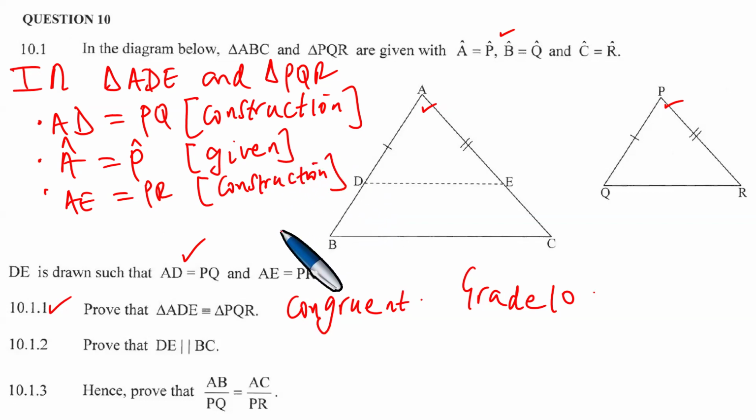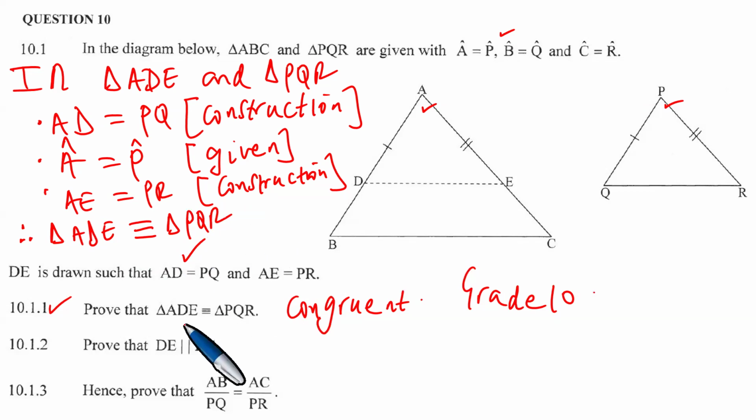Construction. Therefore, we have the following triangle. Therefore we have that triangle ADE is congruent to triangle PQR.